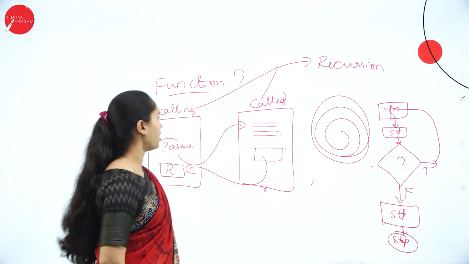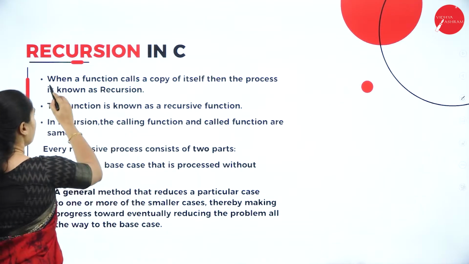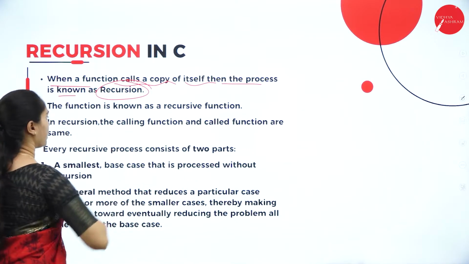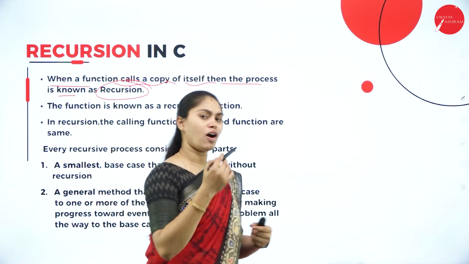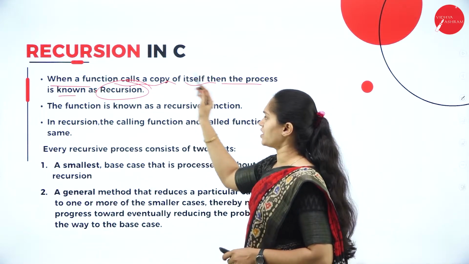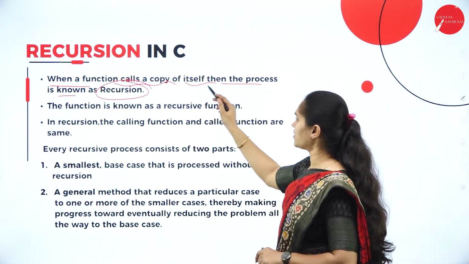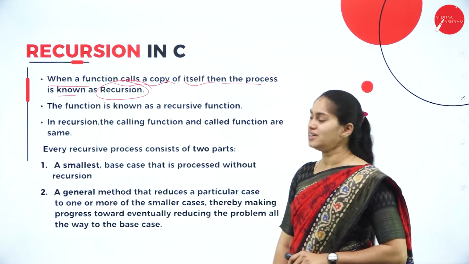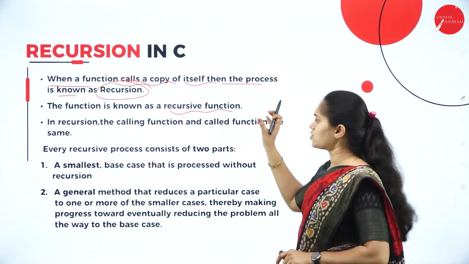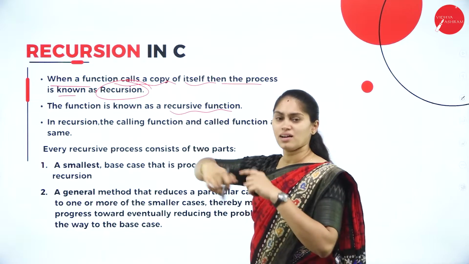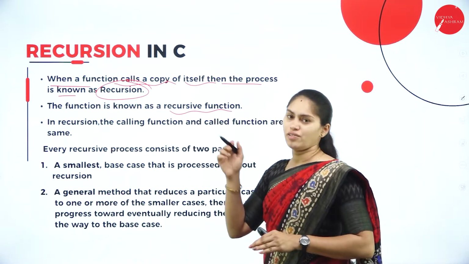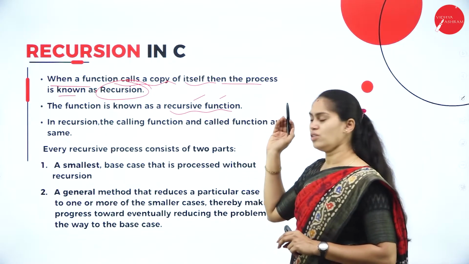Now you can see the definition of recursion here. When a function calls a copy of itself, the process is called recursion. As I told, when a function is calling itself, like calling your own name, that is recursion. When a function calls a copy of the same function, we call that recursion, and the function is known as a recursive function. The method we are performing, calling the same function again and again, is called recursion, and that kind of function is considered a recursive function.